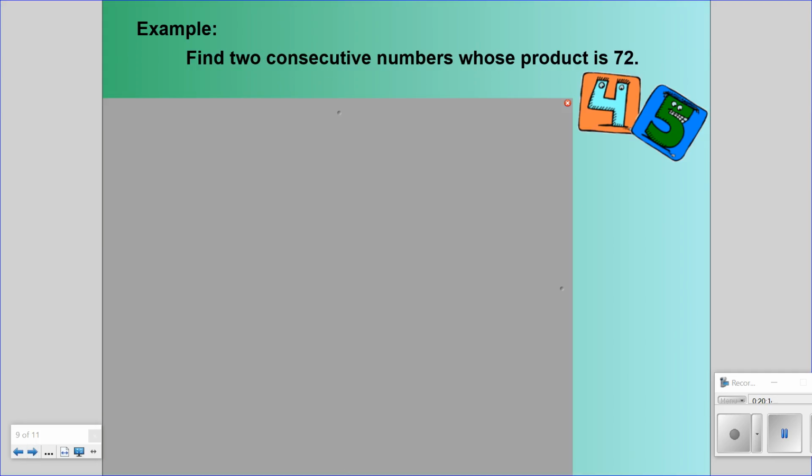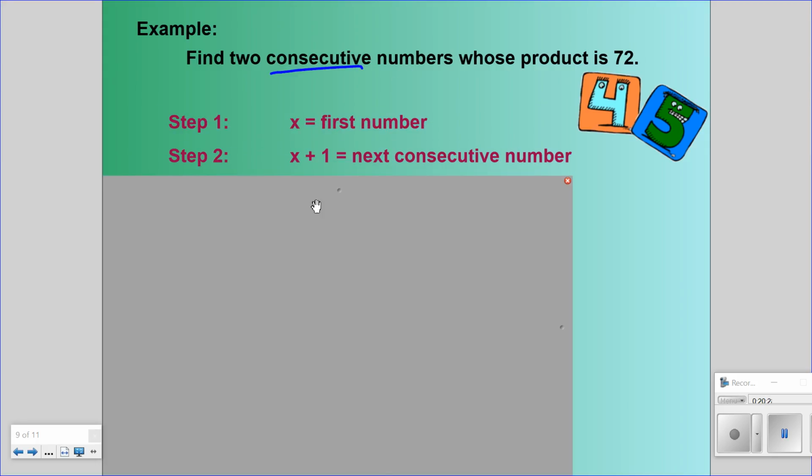All right, here's your next one to try on your own. Click pause when you're ready to check, click play. All right, so hopefully you have worked this out. We have 2 consecutive numbers. They are consecutive, so they're 1 away. First number should be x or whatever variable, and the next one is plus 1 from that because it's the very next number. And their product is 72, meaning multiply those 2 together to get 72.